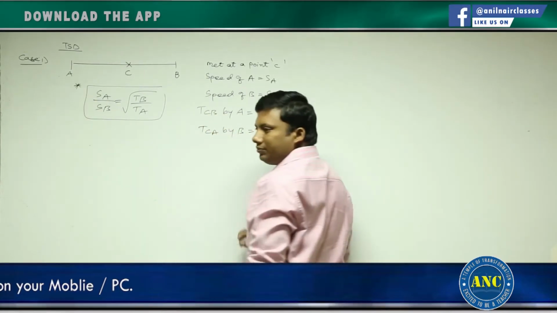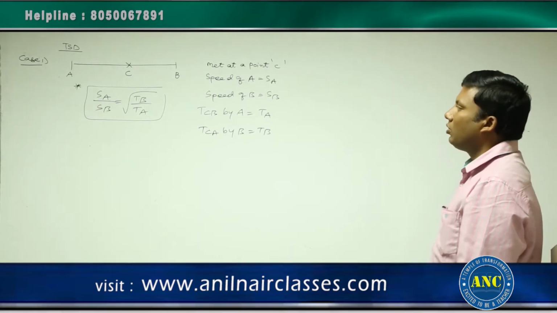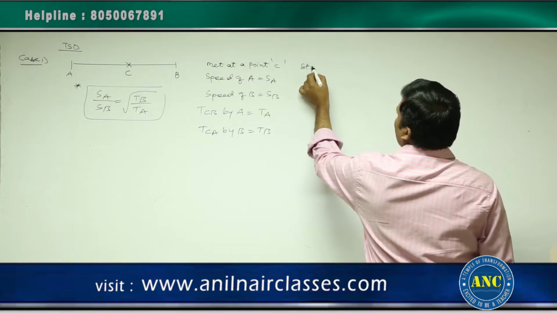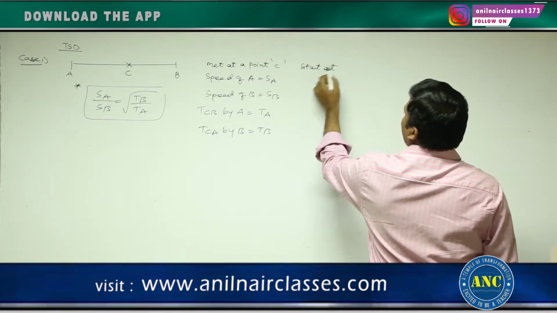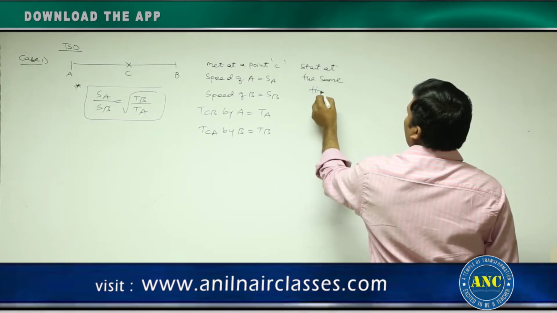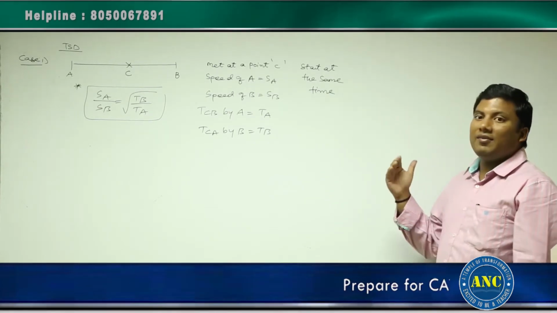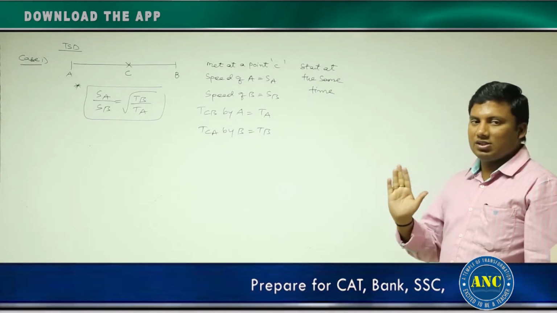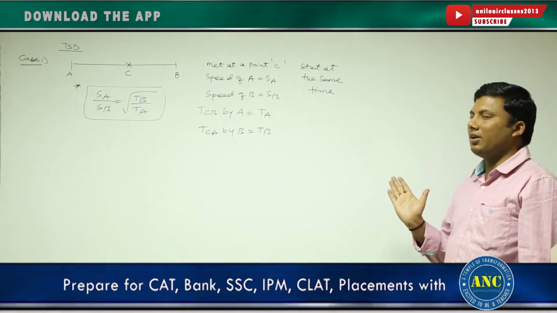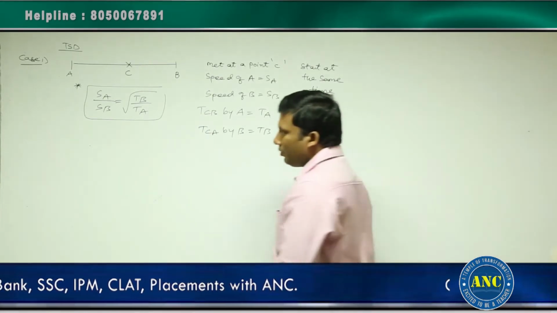I'll prove it. SA by SB equivalent to root of TB by TA. There are two cases. In the first, they both started at the same time, and after meeting, they travel unequal times. Please write down the proof.